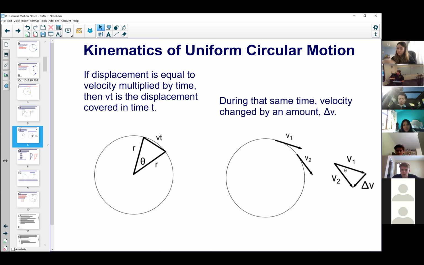The time it takes for an object to complete one trip around a circular path is called its period. The variable for period is T. Periods are measured in units of time. We use seconds. All right, good.